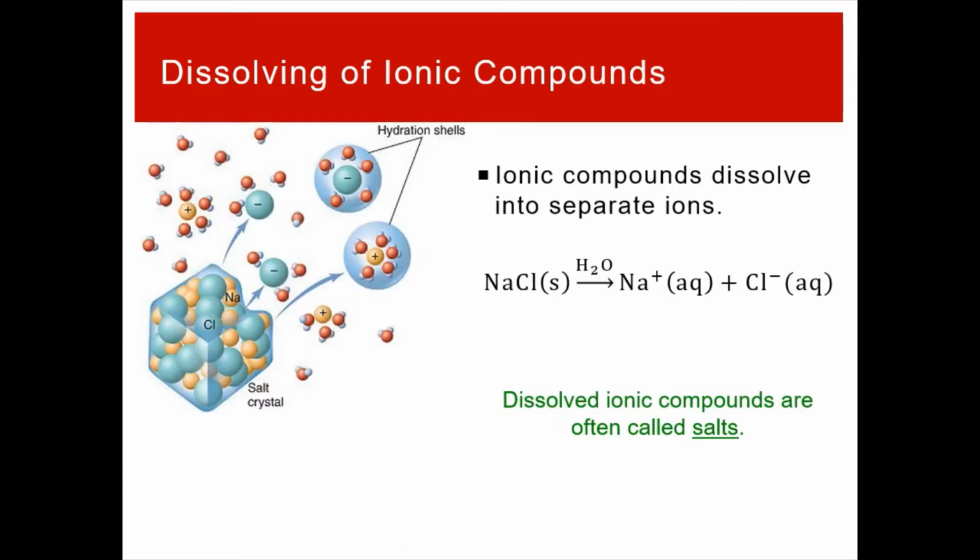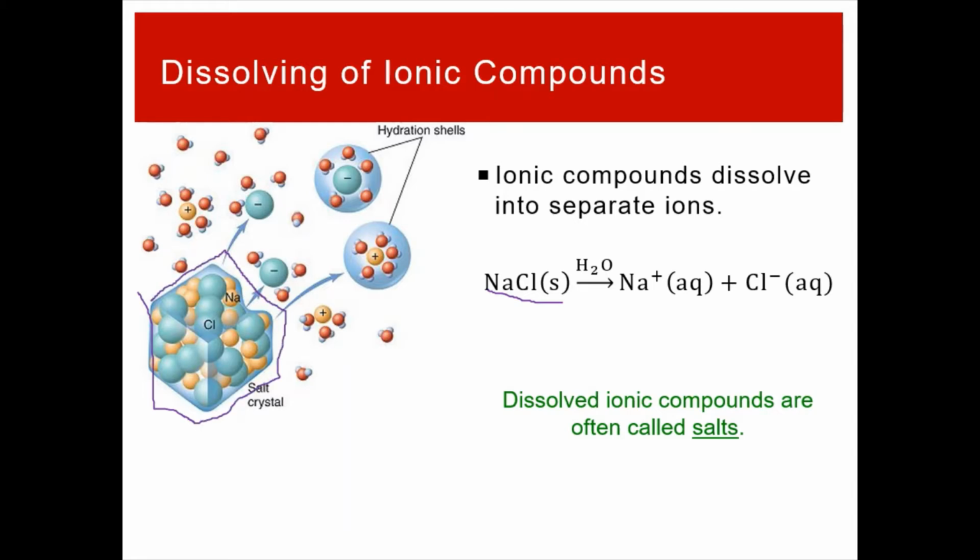Ionic compounds, on the other hand, actually experience bond breakage. When ionic compounds dissolve, they separate into the ions. So if you had sodium chloride solid, this is sodium and chloride ions close together, right? The solid crystal right here, you have both ions together.